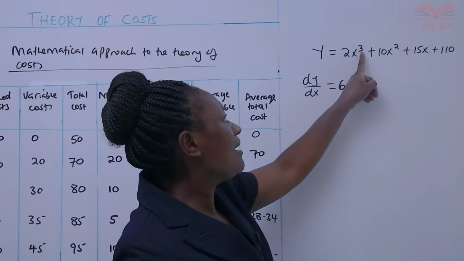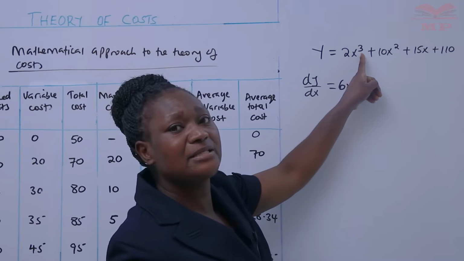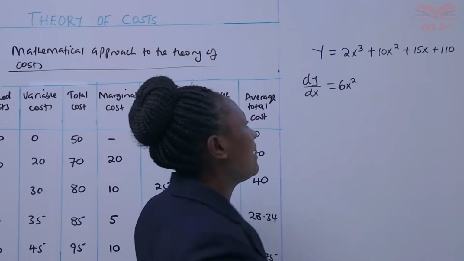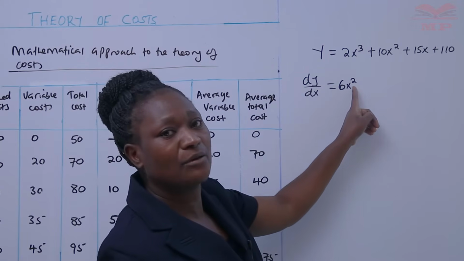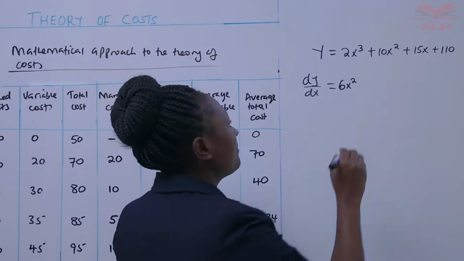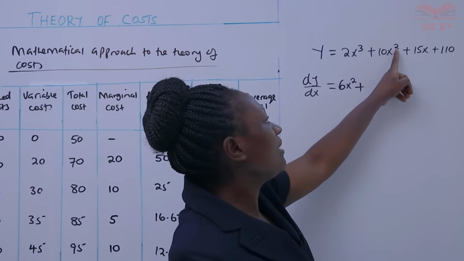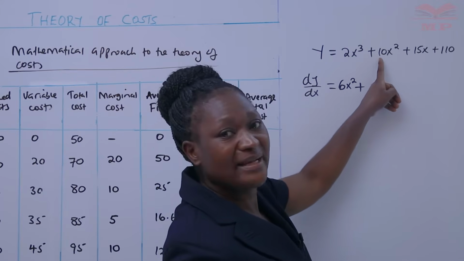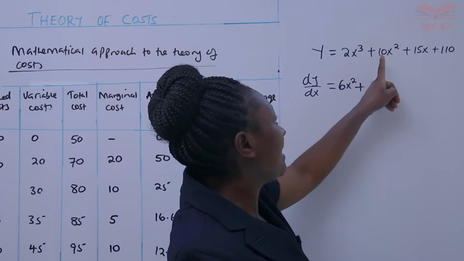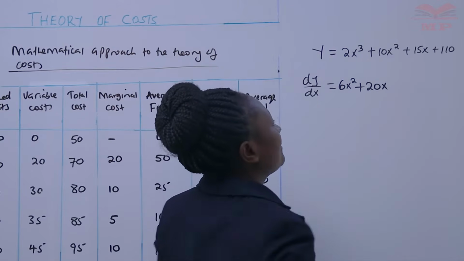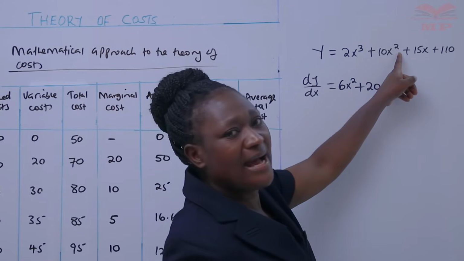Reducing this power by 1 means it will be 3 minus 1, and that will give us 2. So the power will be reduced by 1 so that we have x squared. Then plus, we take the power, which is 2, multiply it by the constant. The 2 times 10 will give us 20x.